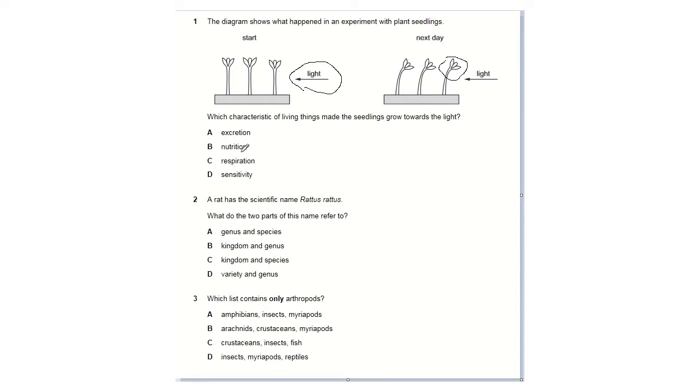Nutrition, some might answer nutrition here because they think the plants need light, but it's not why they turn towards the light. Respiration, again this happens during the day, so it's not about respiration, which leads us to the only possible answer, which is also the right one, which is D, sensitivity, as the plant shows photosensitivity and turns toward the light.